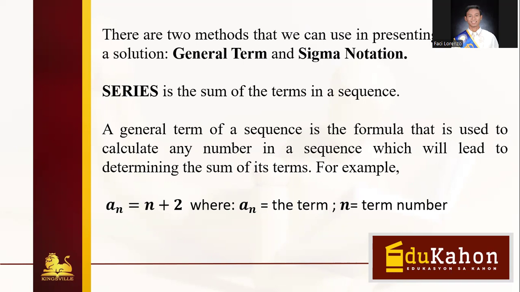For example, we have a sub n is equal to n plus 2, where a sub n is the term and n is the term number, or meaning what is the order of the terms that we have, or the position based on its relative position. Okay, let's try to have an example to further understand what is series, what are general term, and what are sigma notation.